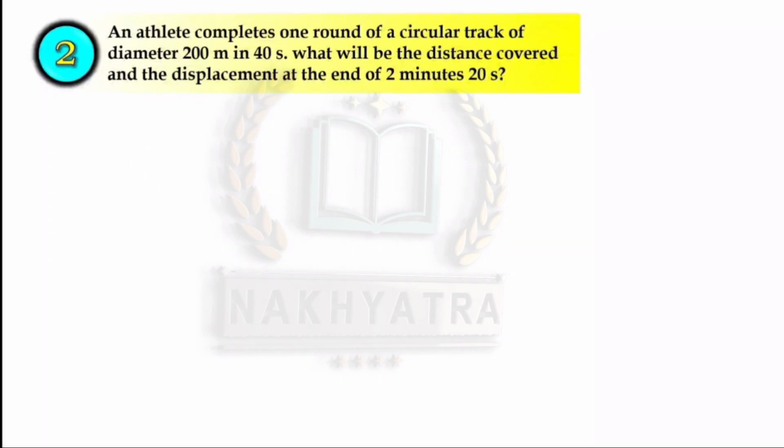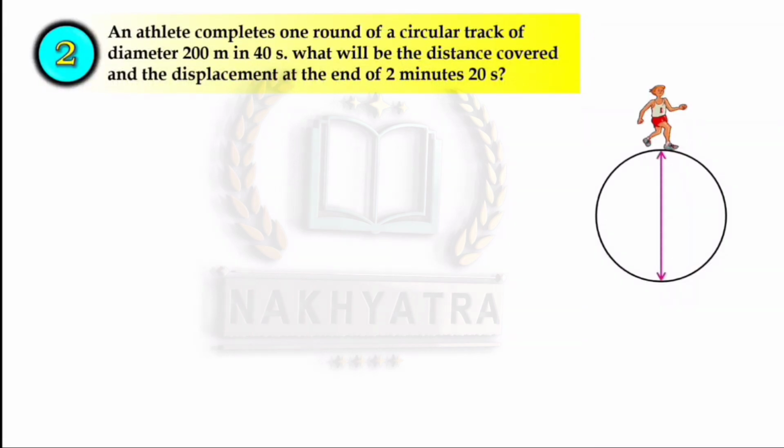What will be the distance covered and the displacement at the end of 2 minutes 20 seconds? So see, this is an athlete who completes one round of a circular track and the diameter is 200 meter. So the radius will be 100 meter, right? And the time taken to complete that one round of the circular track is 40 seconds. So now write the given values.